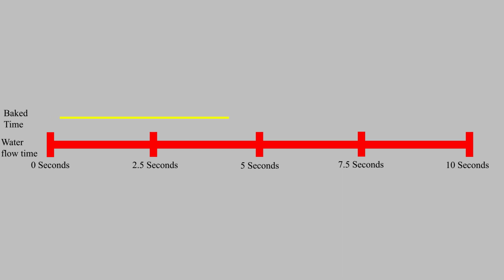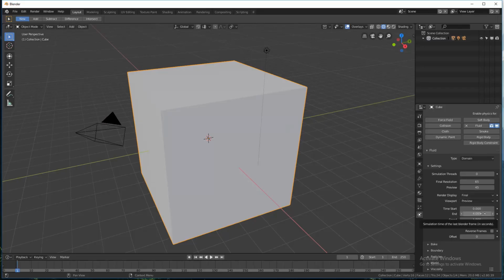Now, if your simulation was set to start at 1 and then end at 5, it would still be a 4-second simulation, but the simulation would start after 1 second had already gone by. This could be useful if you wanted to show water falling fast, but you didn't want to render or bake the whole sequence of water accelerating.